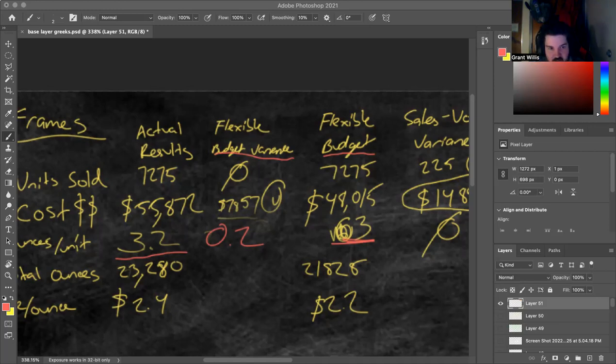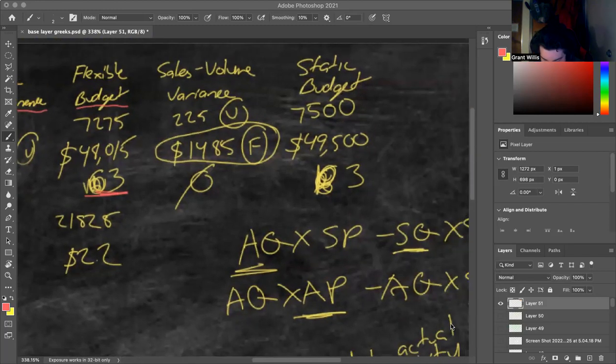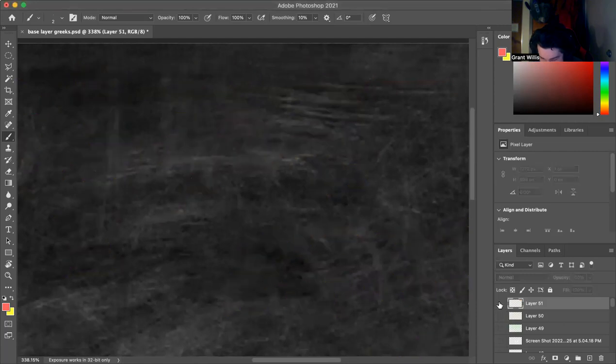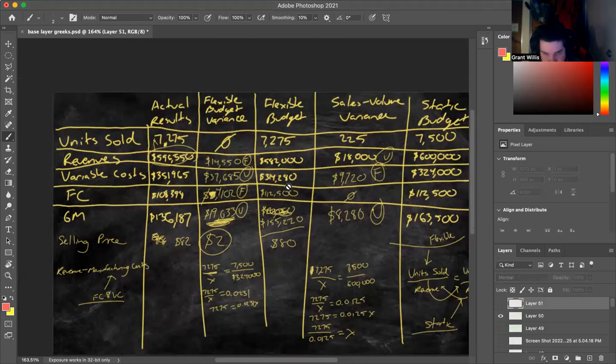Is the price per ounce that you got for the flexible budget the 2.2? Yep. So why doesn't that change either? Because it's on a per unit basis, right? Oh, I'll show you. Don't worry. I was just confused with the costs being different and the price per ounce being the same with the flexible budget.